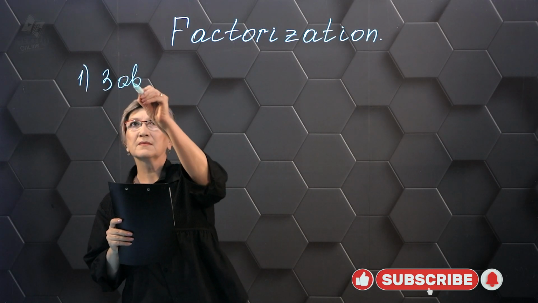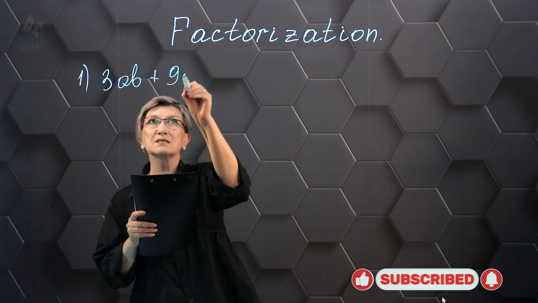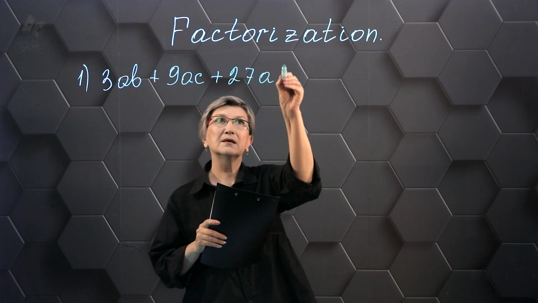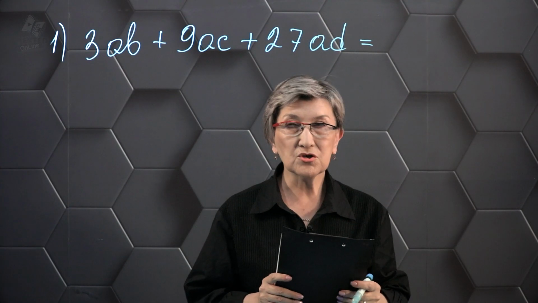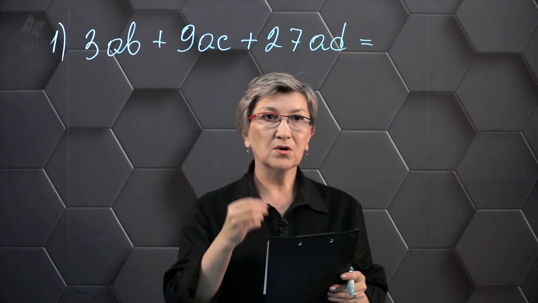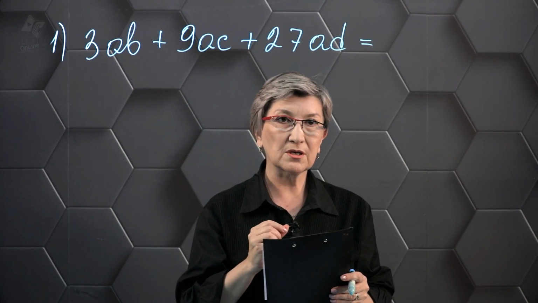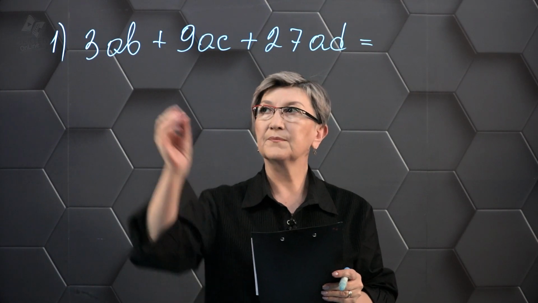3ab plus 9ac plus 27ad. In order to write the sum as a product, we need to isolate the common multiplier. What do we do to do this?